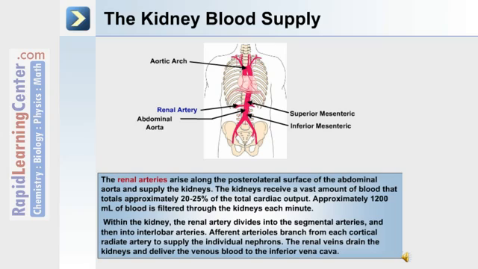Within the kidney, the renal artery divides into the segmental arteries, and then into the interlobar arteries. Afferent arterioles branch from each cortical radiate artery to supply the individual nephrons themselves. The renal veins drain the kidneys and deliver the venous blood to the inferior vena cava.